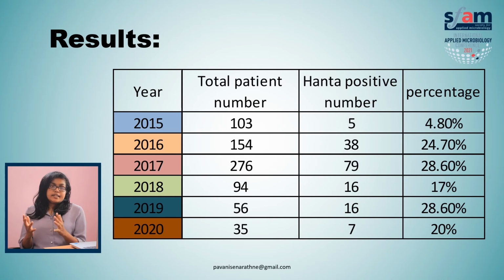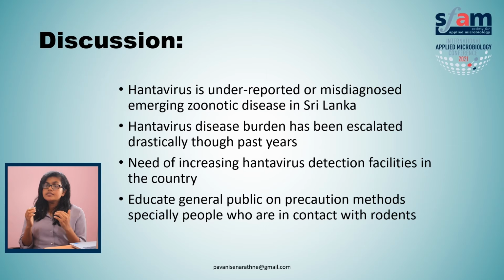So finally, I want to tell you that from these results you can see that hantavirus infection is mostly misdiagnosed, or it is an underreported zoonotic disease. If we compare the result from the 2019 study and the result from this 2015 to 2020 study, you can see that the disease rate has escalated drastically.